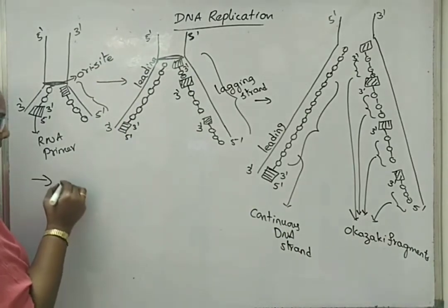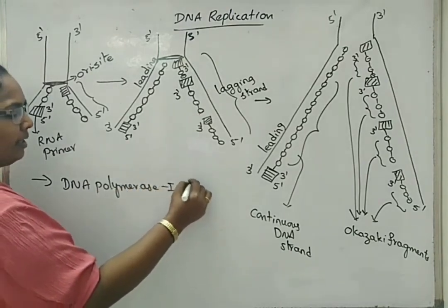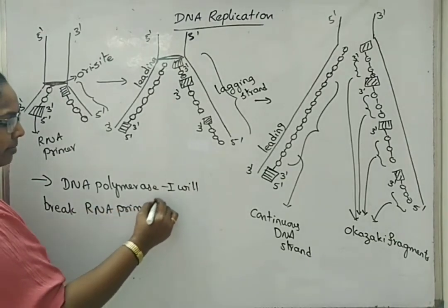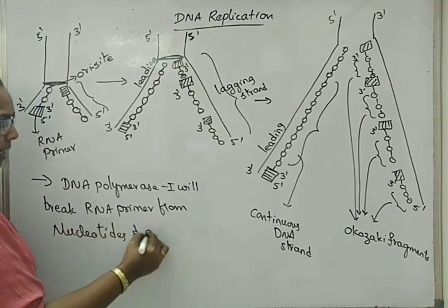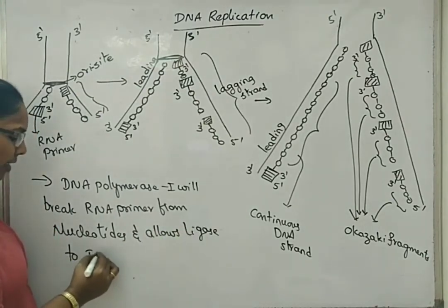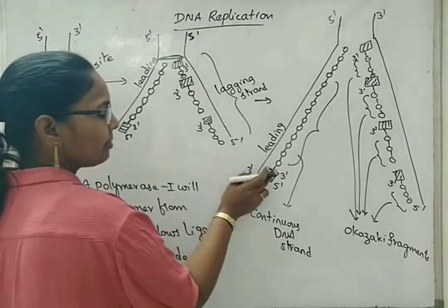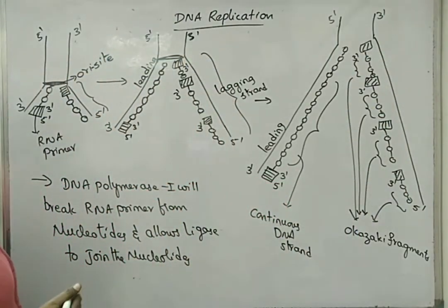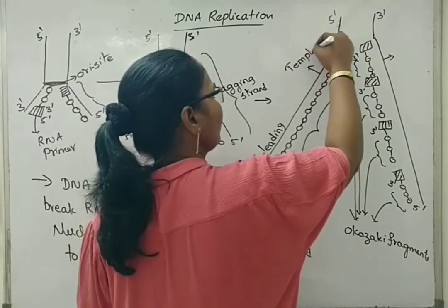So here we can frame out that DNA Polymerase One will break the RNA primer from the nucleotides and allows ligase to join the nucleotides. This means the DNA polymerase is functioning here also. DNA Polymerase One is involved. Now this strand and this strand both are functioning as template strands.